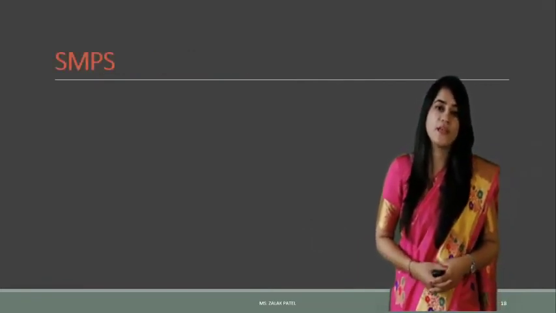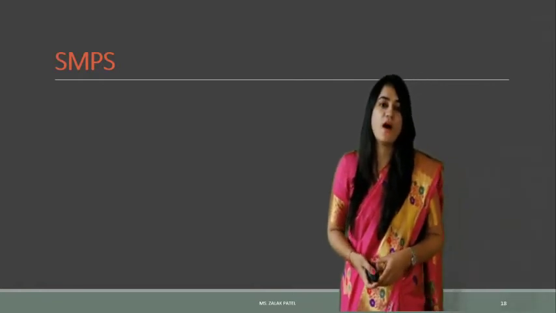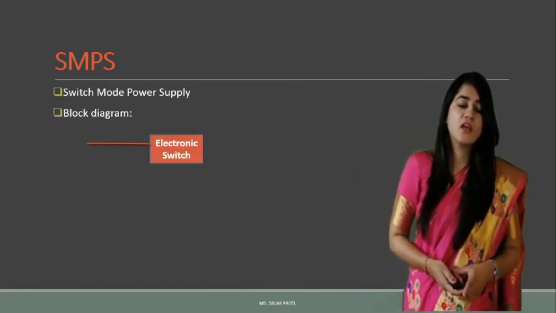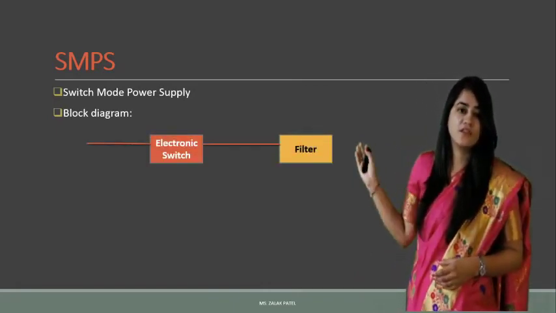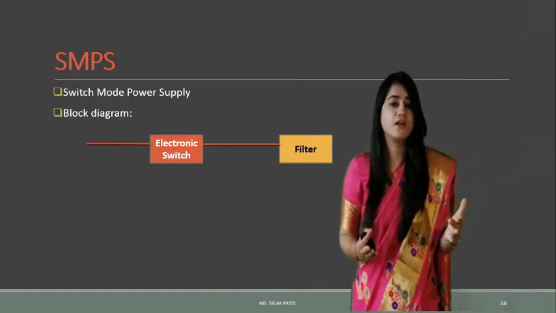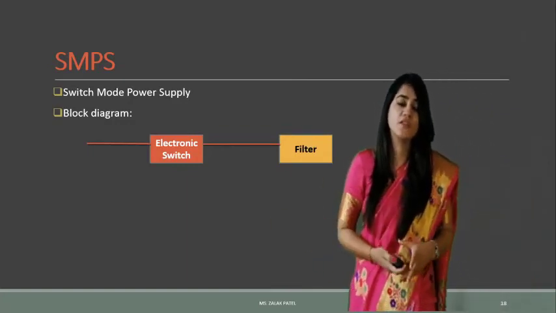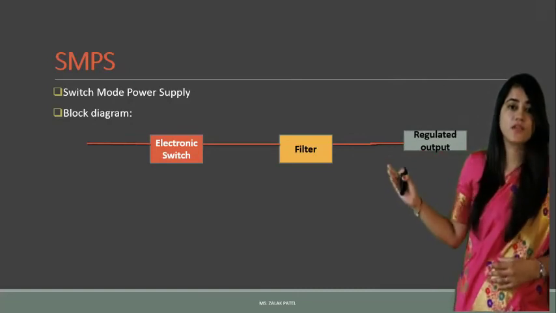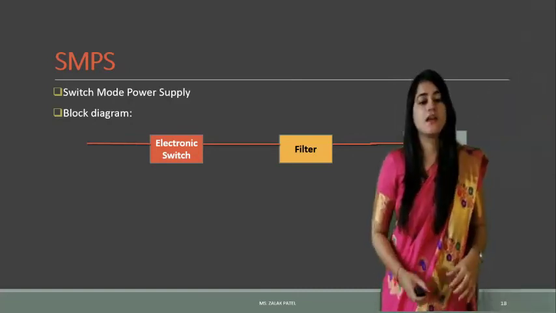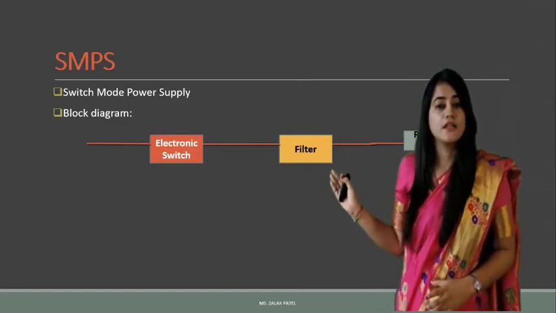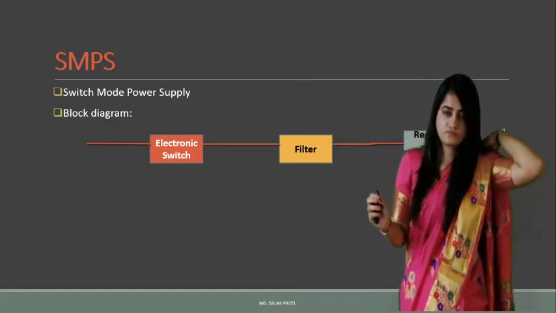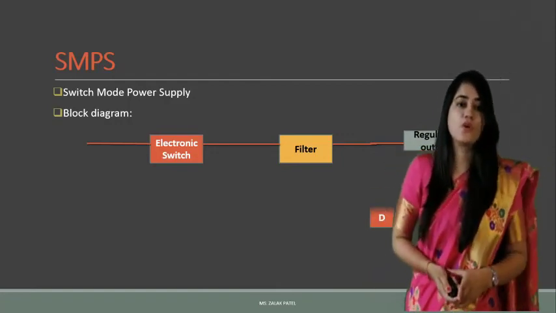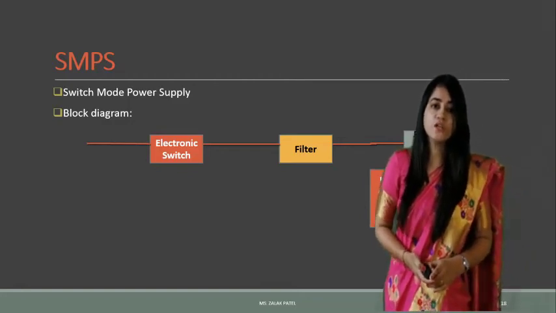Now let's talk about the next topic, that is SMPS, which means switch mode power supply. In the case of switch mode power supply, the block diagram is like this. Here one electronic switch is connected with the filter. The electronic switch can be at a time on or off, and it is further connected with the LC filter, which means inductor and capacitor terms will be there. The next block is the regulated output, because the electronic switch can be either on or off. By this switch we can get the regulated output also, and it will be further given to the load circuit.